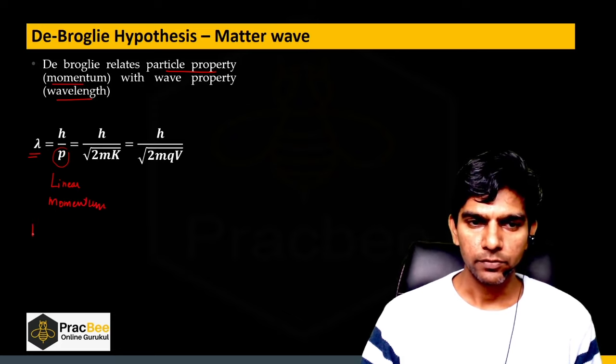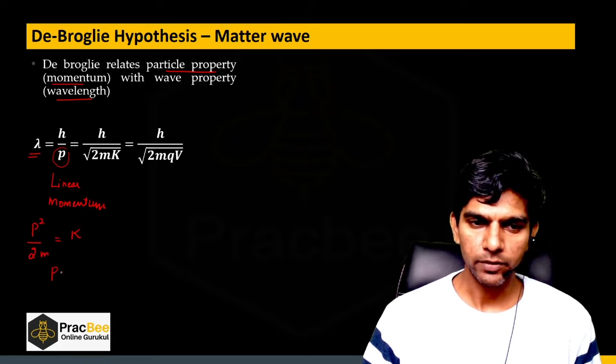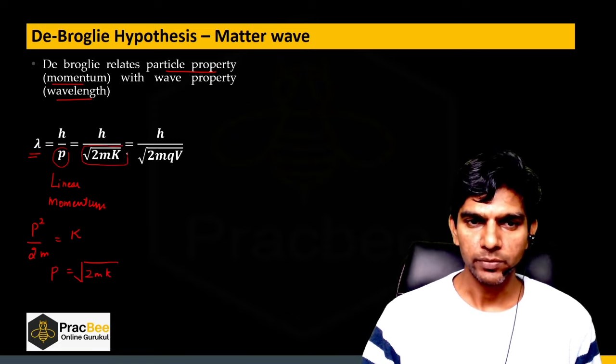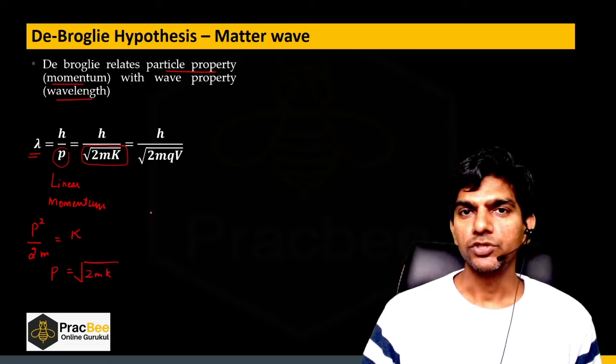And we know that p square by 2m is nothing but the kinetic energy. So we can write p in terms of kinetic energy as root of 2mK. Okay, so we can write p as root of 2mK. Now suppose we have a charged particle.